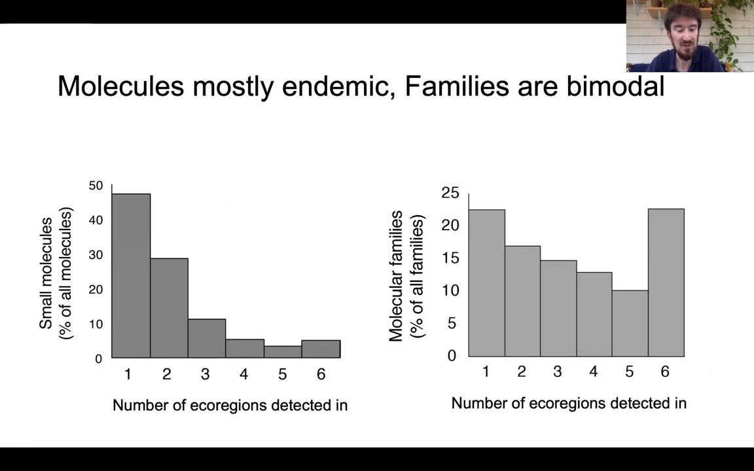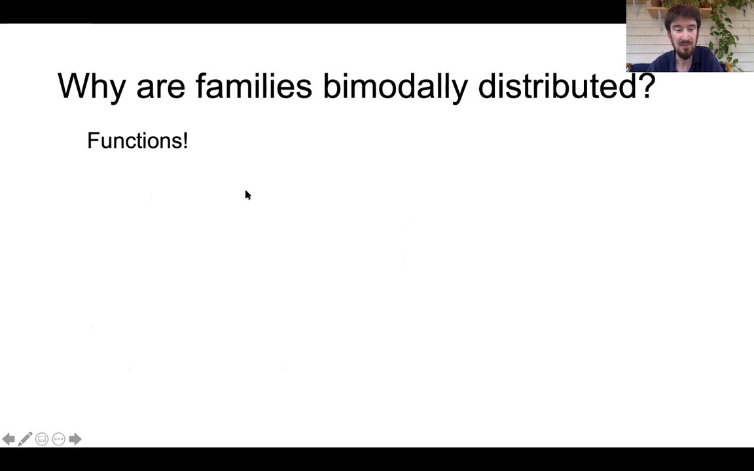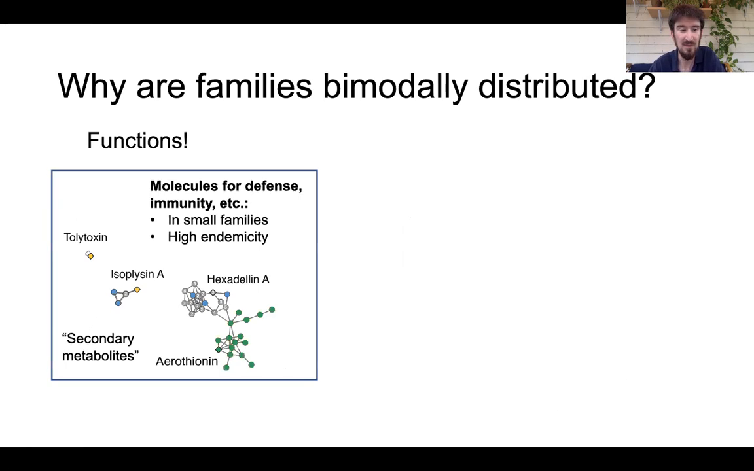So in the far left, what this is showing you is that most small molecules are only found in a single ecoregion, and it declines from there to where very few molecules are found in 3, 4, 5, or 6 ecoregions. In contrast, on the right, what this is showing you is that molecular families tend to either be endemic or ubiquitous. Endemic meaning they're only found in one ecoregion, ubiquitous meaning they're found in every single ecoregion. Which brings up the question of why is that the case? The answer, as far as what we've seen, is that it has to do with their functions.